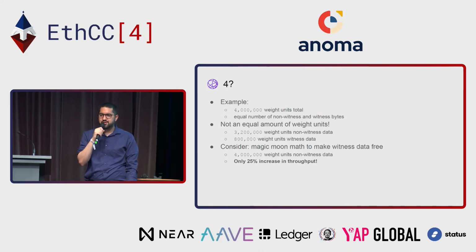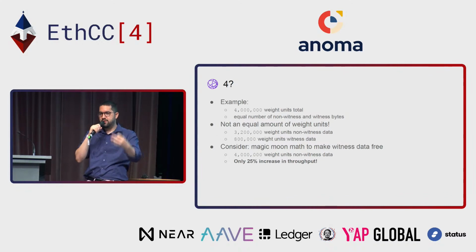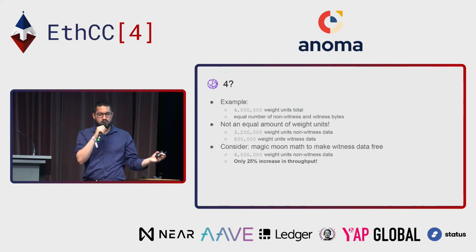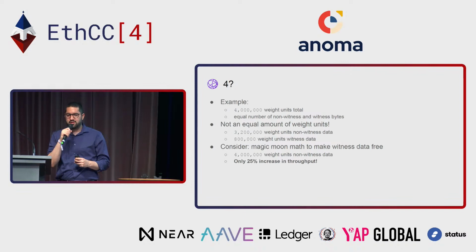So now let's consider, in this example here, let's say we have some fancy moon math. Use some fancy ZK snarks or whatever, and you say, OK, let's make the witness data completely free. It costs nothing for witness data, right? Then you've increased the amount of data you can fit in the, not the total amount of weight, but you can increase the amount of non-witness data in the block from 3.2 million before to 4 million, which gives us only a 25% increase in the throughput of our chain, even though we've done all this hard work to remove this witness data, right?